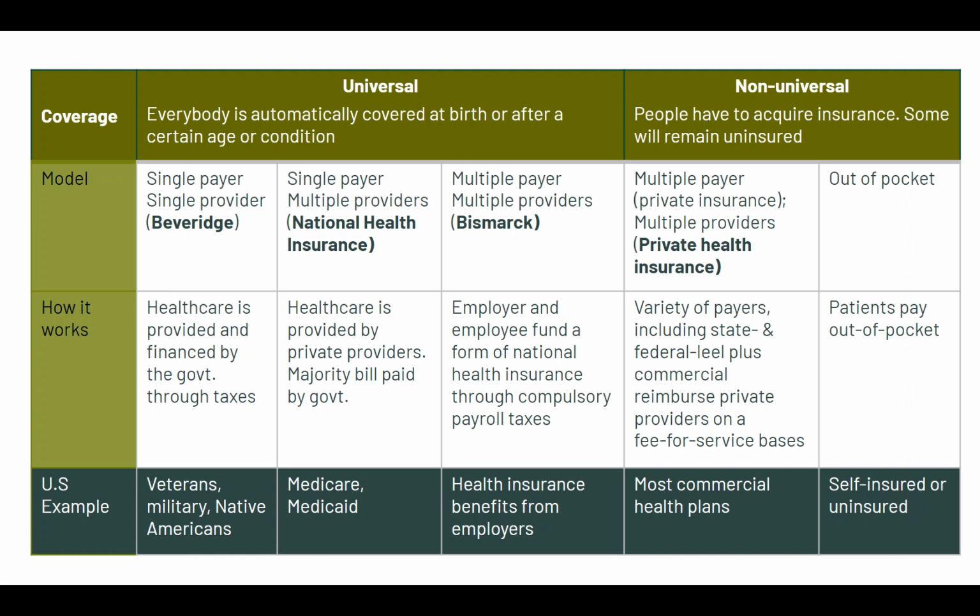You have the Beveridge health model, which looks at one payer and one provider. How this works is that healthcare is provided and financed by the government through tax. I believe Canada does something like that, whereby it's the government that is paying for health and the government that is providing the health. And then you have the single payer, multiple providers. In this case, the government pays for the healthcare system, but there are different healthcare providers, meaning that, I'm trying to find a way to explain it. Okay, Medicaid, right?